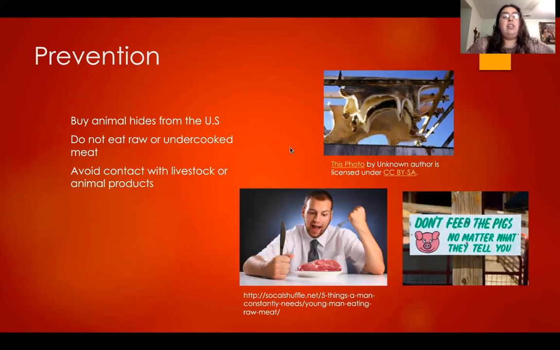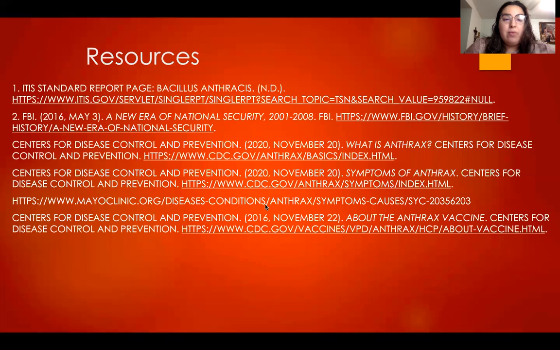Prevention of anthrax is buying animal hides from the US, because in developing countries, the vaccine is not readily available. Therefore, endospores can be in these hides and animal products. Also, do not eat raw or undercooked meat if traveling to a place that may have outbreaks of anthrax. Fully cook your meat. Avoid contact with livestock or animal products if you are traveling to places that have anthrax outbreaks. These are my resources, and I hope you think that Bacillus anthracis is very interesting.